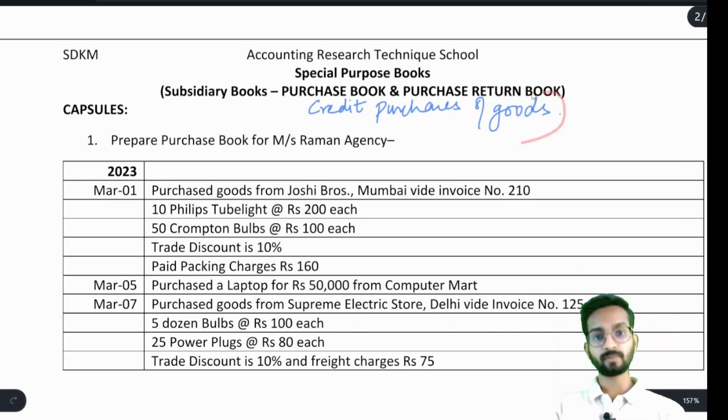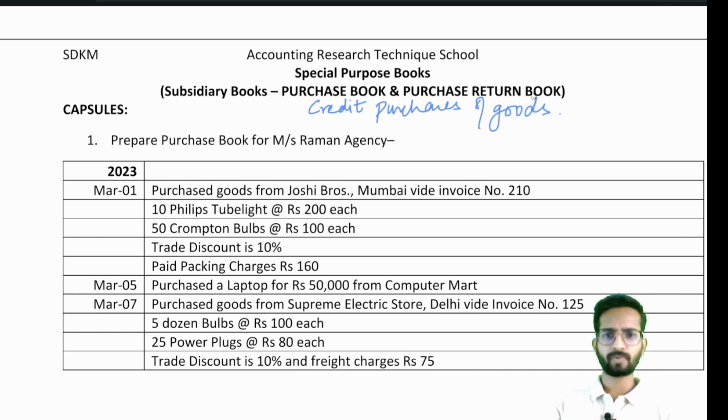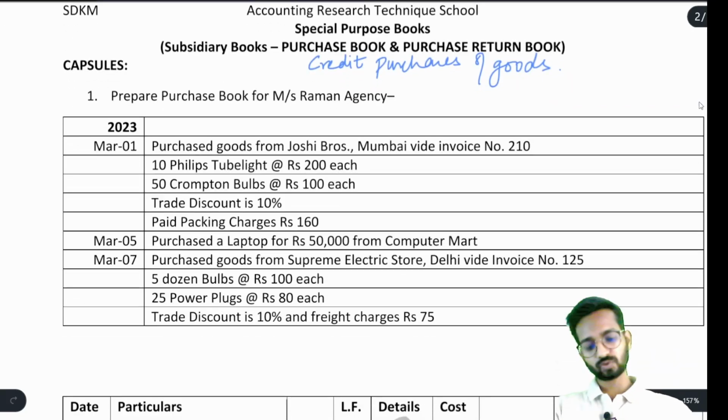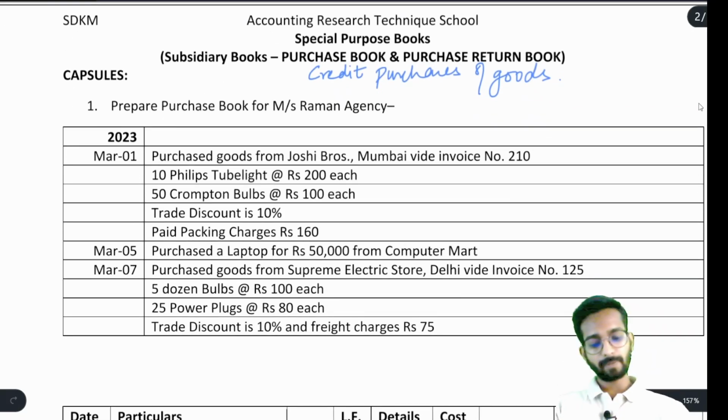If fixed assets are purchased, machine, laptop, computer, furniture, building, land, all are fixed assets, we have to ignore that completely, because in purchase book and purchase return, we will only consider credit purchase of goods. Simple enough. Now, the first question we have here is, prepare purchase book for Raman Agency.